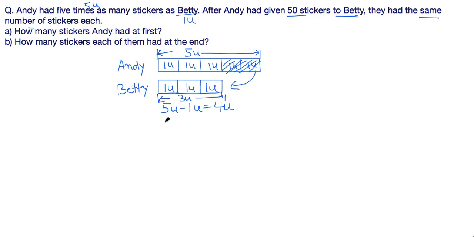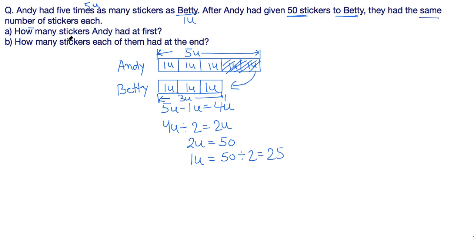So how many units are given by Andy? It's 2 units, right? So why? Because Andy was 4 units more than Betty. So 4 units divided by 2 is 2 units. Okay. Now we know that in terms of stickers, Andy has given 50 stickers to Betty, right? So 2 units will be equal to 50. So 1 unit will be 50 divided by 2, which equals 25.